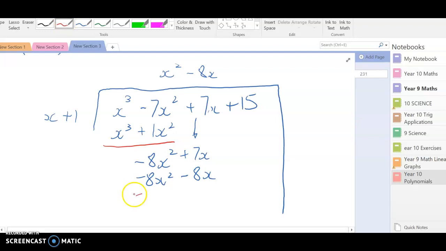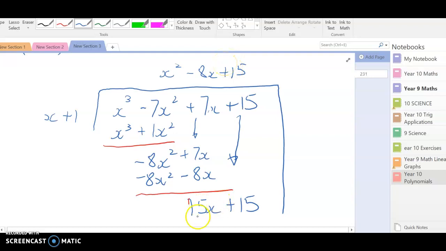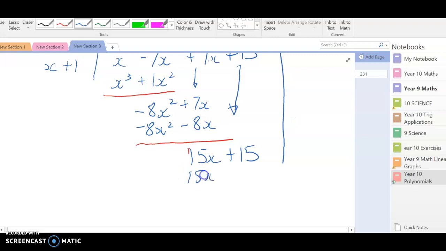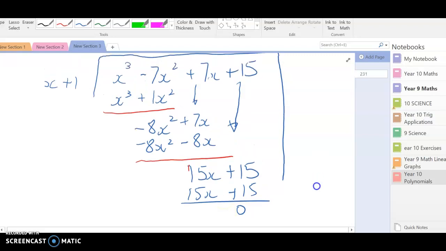Again, we subtract. Again, here we cancel out nicely, and 7x, be careful, minus minus 8x is plus 8x, which makes that positive 15x. I won't make a mistake this time. I'll bring down the plus 15, and x divided into 15x gives us positive 15. Again, we multiply that. 15 by x is 15x, and 15 by 1 is 15. So we end up with 15x plus 15, subtract, and we have the end.